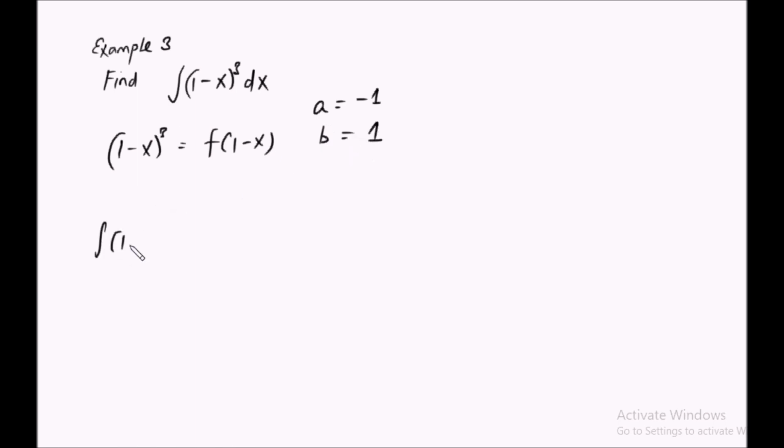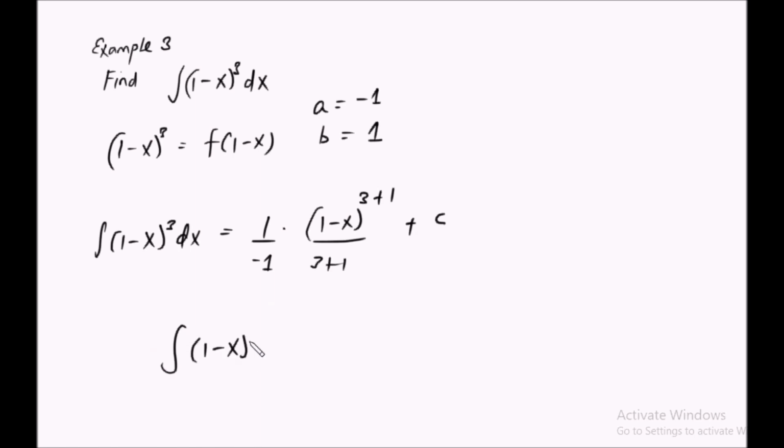So if I integrate this now, integral of (1-x)^3 dx is going to be 1 over a, which is negative 1, times we have (1-x), I treat kama x^3 plus 1 over 3 plus 1 jumlisha c. So I'm going to get negative 1 over 4 times (1-x)^4 plus c. So you can see kwamba sija expand, sijateseka wala nini. I just obtained that answer simply.